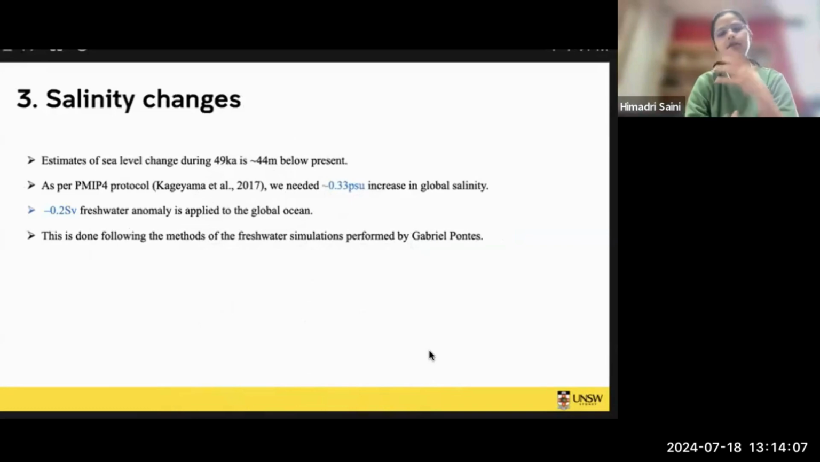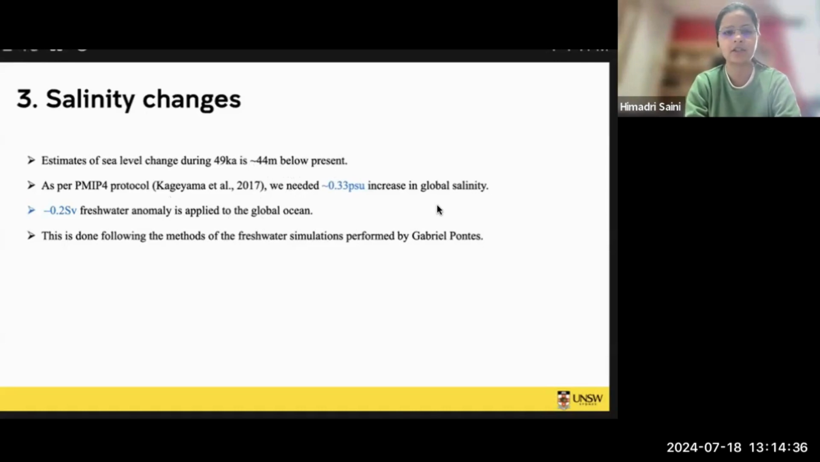Okay, so lower sea level during glacial times and accumulation of fresh water in ice sheets leads to higher salinity in the ocean. At 49K, we are at about 44 meters lower sea level compared to present day.